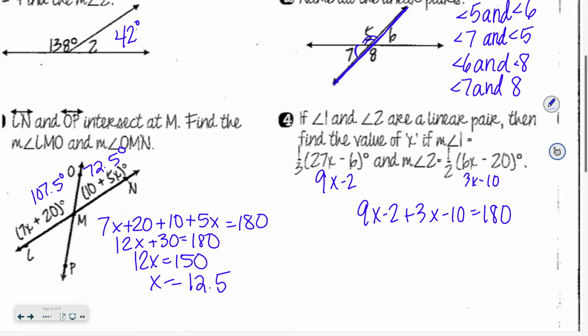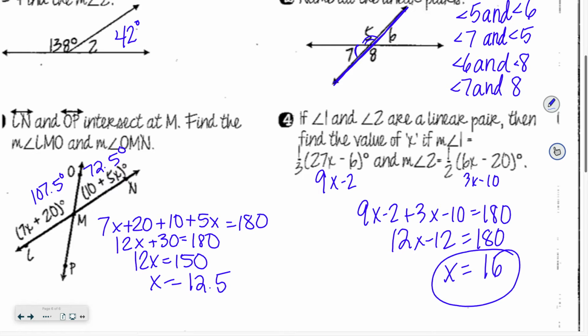Could two angles in a linear pair be equal? Yes, technically they could both be 90 degrees. However, we don't know that they're equal, so if it says linear pair, we set them equal to 180. If it says vertical, we set them equal to each other. All right, so that's going to give you 12x minus 12 equals 180. So 12x equals 192. So x equals what? 16. And that's all it asks for.